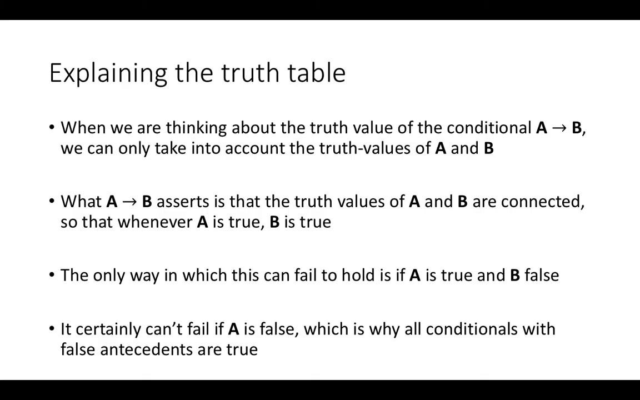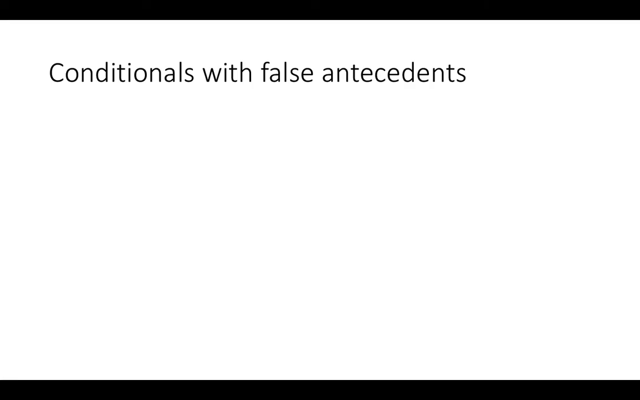But what about when A is false? Why doesn't that make the material conditional A arrow B false? Well, in order to make the conditional false, you need a counterexample to the general principle that whenever A is true, then B is true. But the only possible counterexample is if A is true and B is false. So one consequence of this is that any conditional with a false antecedent is going to come out true. It doesn't matter whether the consequent is true or false.